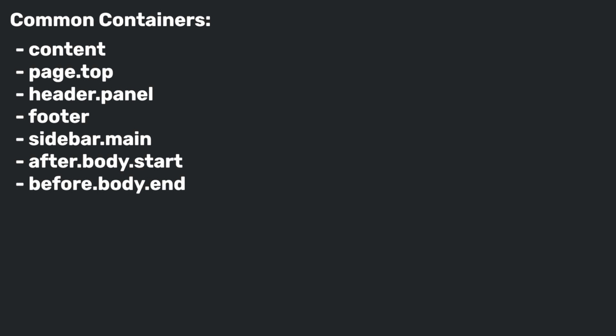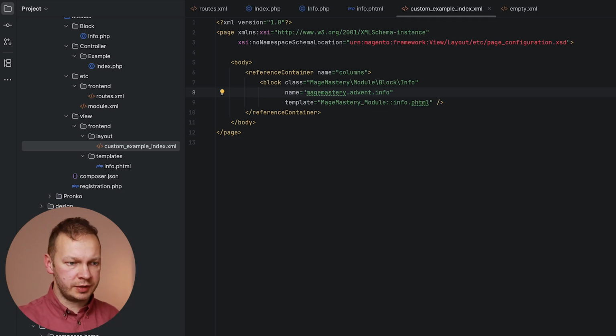We can use content for main page body, page.top, very top of the page, header.panel, the small header above navigation, footer for bottom of the page, sidebar.main, product and category left column, after.body.start, it's right after the body tag, and before.body.end, it's right before closing body tag. So the rule is simple. We use reference container to target an existing section, and we use block inside it to insert custom content. This is the cleanest and most Magento-friendly way to render custom content.